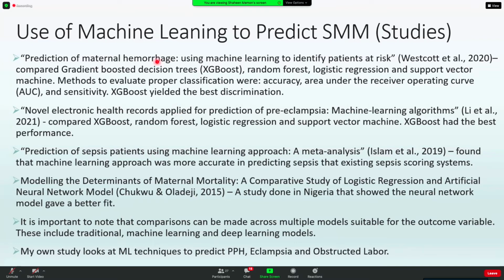Similar to other studies, like the prediction of maternal hemorrhage, they found that XGBoost performed better than random forest, logistic regression and SVM.